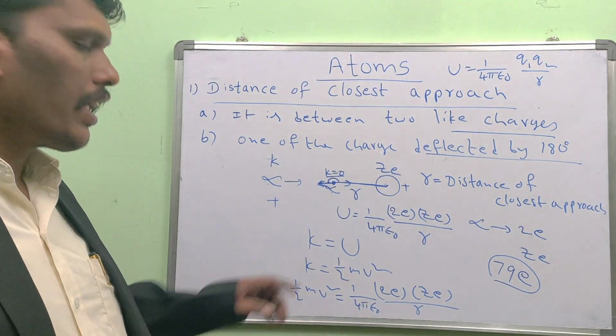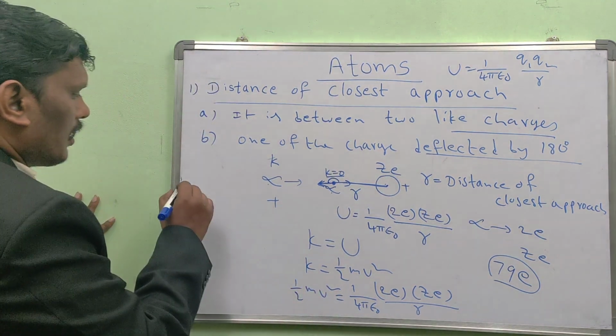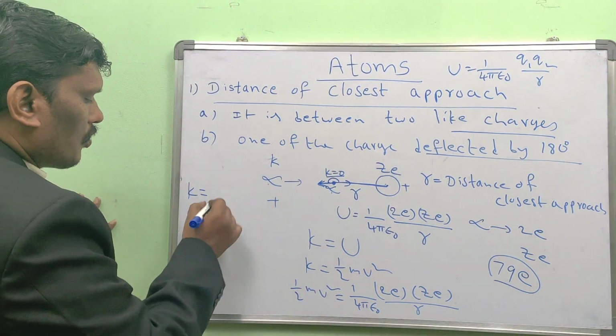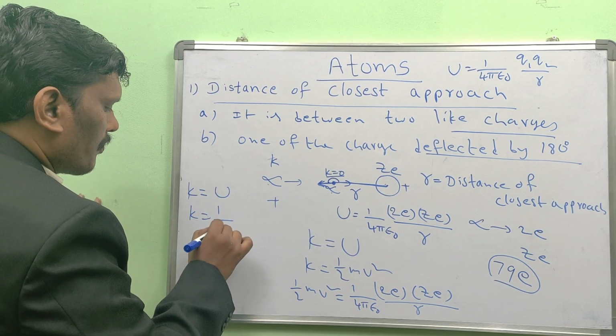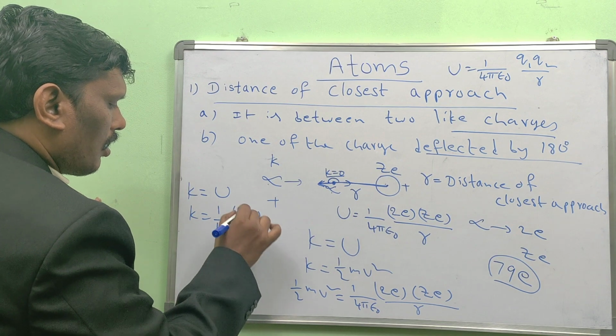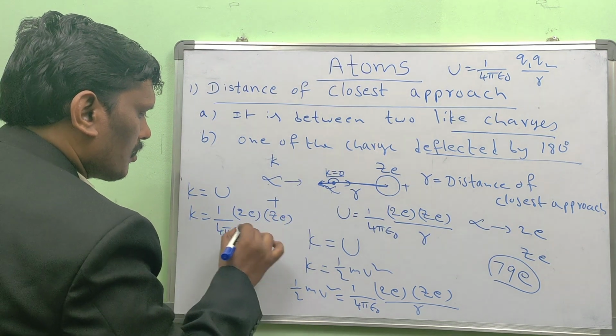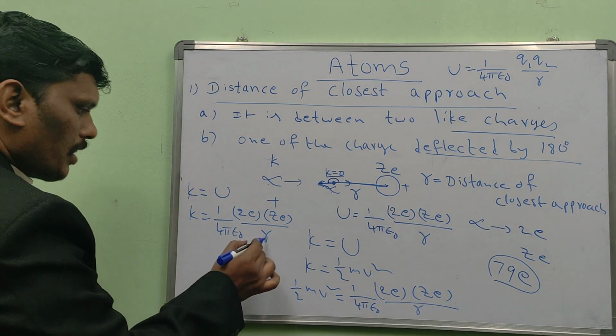Then they will give all the values. Sometimes they will give the energy of the charged particle. At that time don't use half mv square, directly use the K, which is equal to what? Potential energy. Then K is equal to 1 by 4 pi epsilon naught, product of charges, the alpha particle and the nucleus, by the closest approach distance. So from here, what is R?